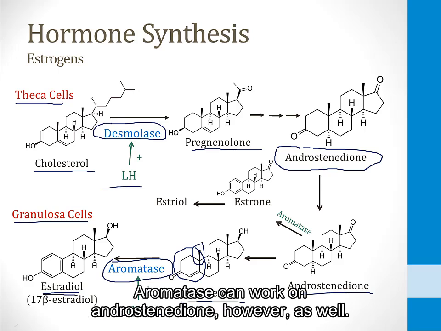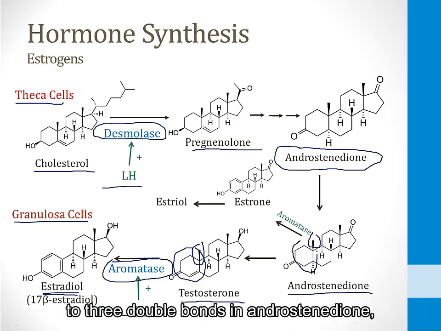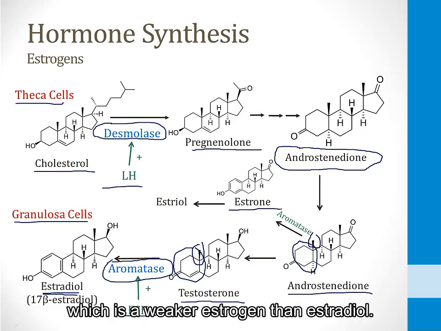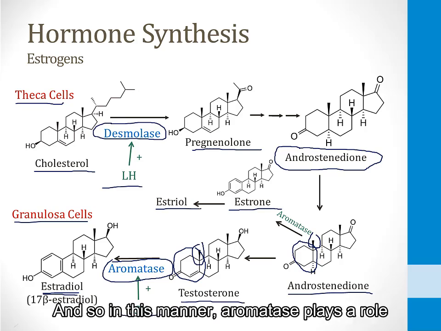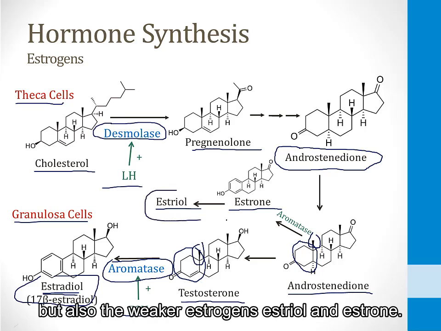Aromatase can work on androstenedione, however, as well, and when you remove this carbon and convert this ring to 3 double bonds in androstenedione, what you get is a molecule of estrone, which is a weaker estrogen than estradiol. Estrone can then be converted to estriol, and so in this manner, aromatase plays a role in converting not only the very potent estradiol, but also the weaker estrogens, estriol and estrone.